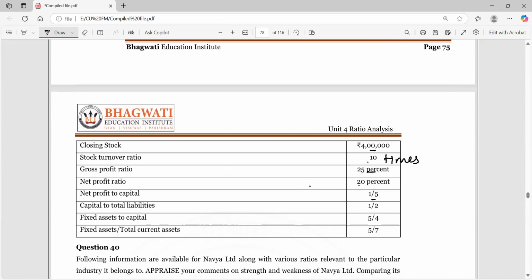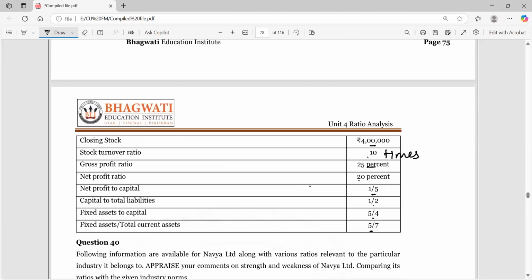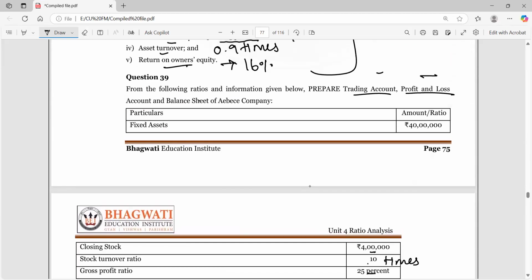Net profit to capital is 1:5. Capital to total liability 1:2. Fixed asset to capital 5:4. And fixed asset to total current asset 5:7. Now in this question, fixed asset is something which is directly given.